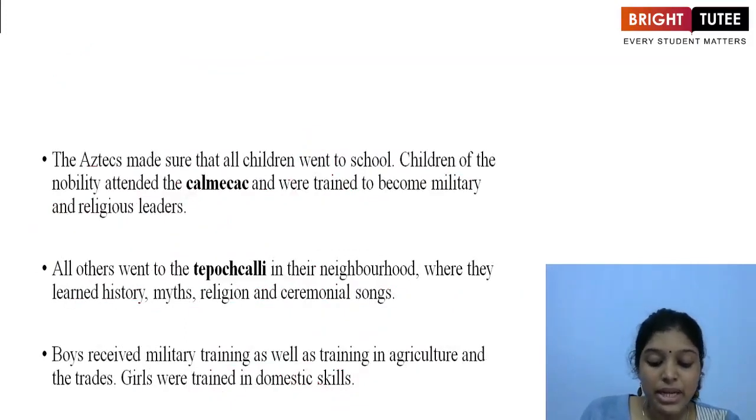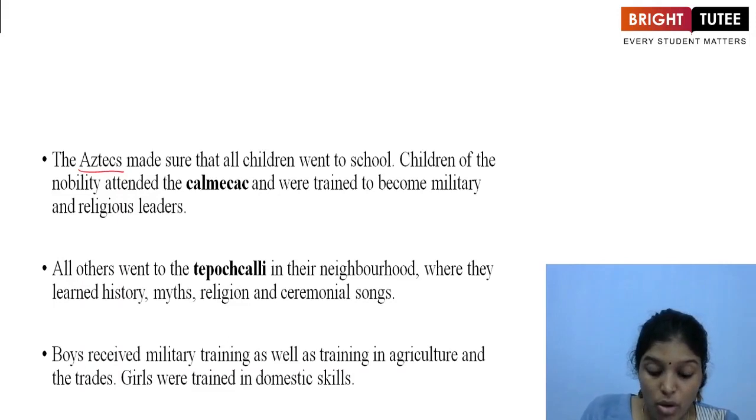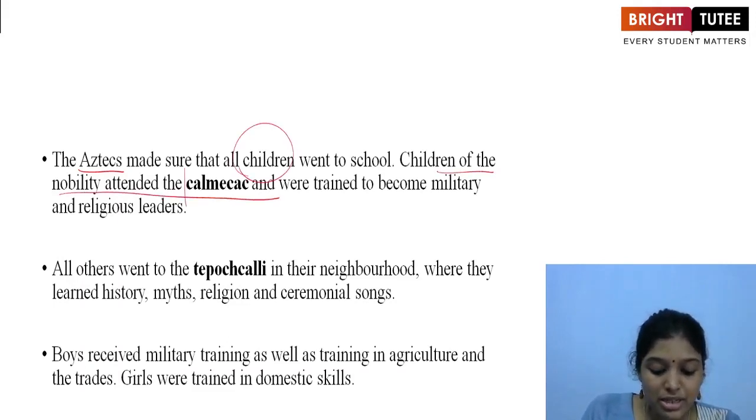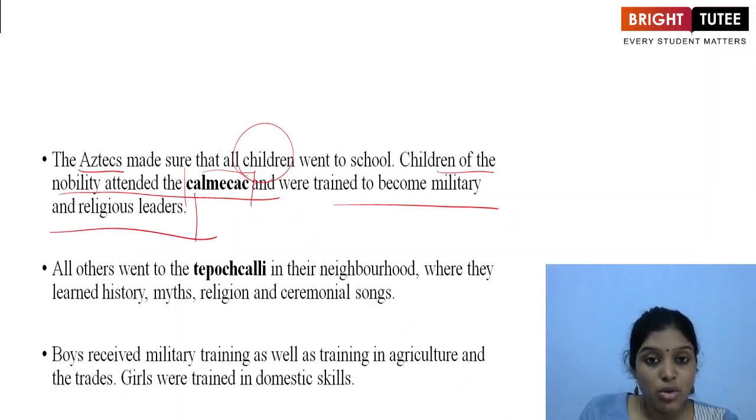And the Aztecs made sure that all children went to school. So see how advanced they are, that the Aztecs made sure that all of the children went to school. Children of the nobility attended Calmicac and were trained to become military and religious leaders. So nobility, we already saw, had preferential treatment like in any other place, and they were trained in schools which was called Calmicac, and they were trained to become military and religious leaders.